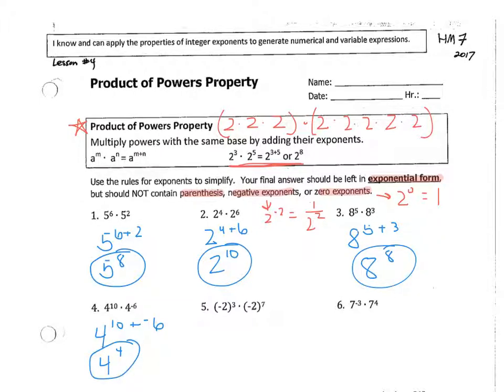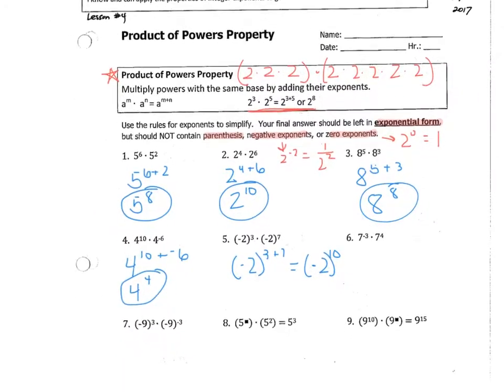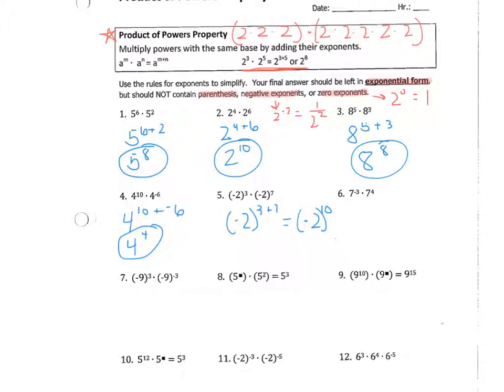The next one, negative 2 to the 3rd power times negative 2 to the 7th power. Again, remember to use your parentheses here. Negative 2, and then we've got 3 plus 7 for our powers. So this is negative 2 to the 10th power. Now, we have an even number that is our exponent, 10. So that means I have an even number of 2's. And if I'm multiplying a negative number an even number of times, I'm going to get a positive answer, because a negative times a negative gives me a positive number.